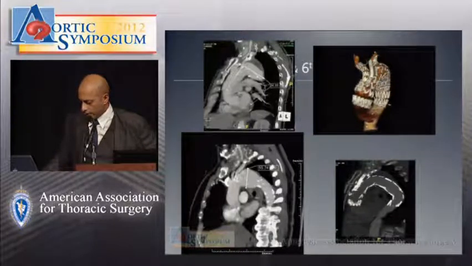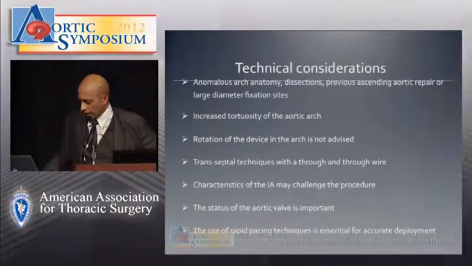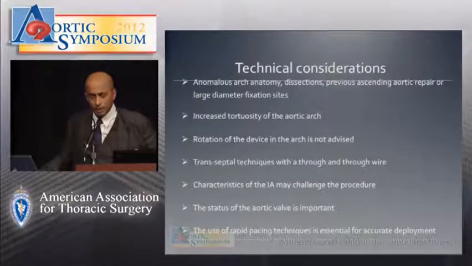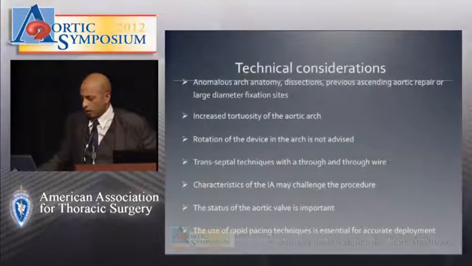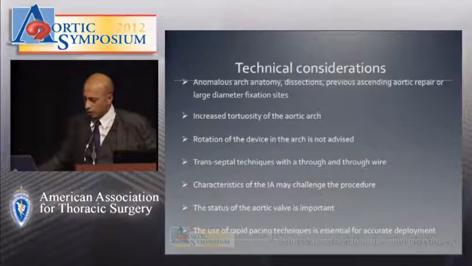Joe Bavaria came up for the fifth case, I believe. Technical considerations that have come out with this experience. We know that anomalous arch anatomy can be challenging, but we think the branches actually deal with that quite well, as opposed to some of the fenestration combinations.